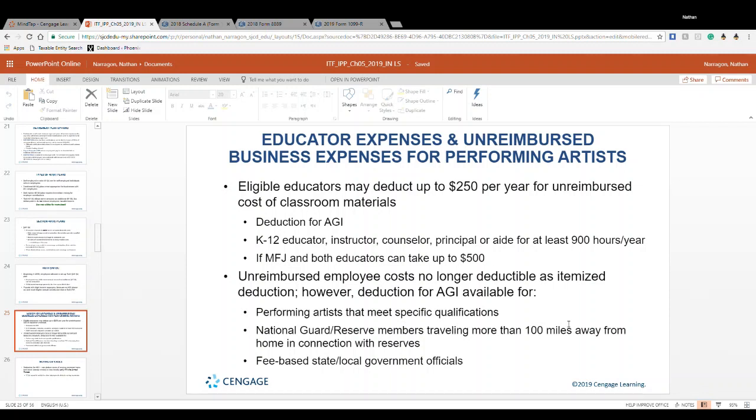Okay, National Guard and Reserve members traveling for more than 100 miles away from home can actually use this. Okay, and then fee-based state and local government officials, but it's very limited. So unless they fall into any of those, you're not going to see it. Okay.